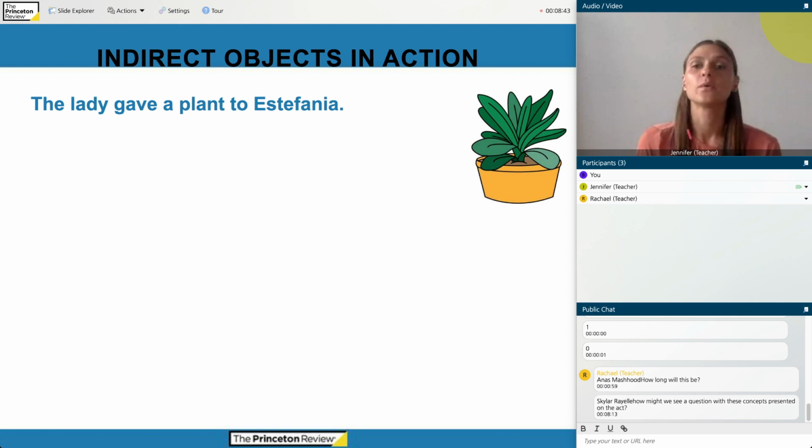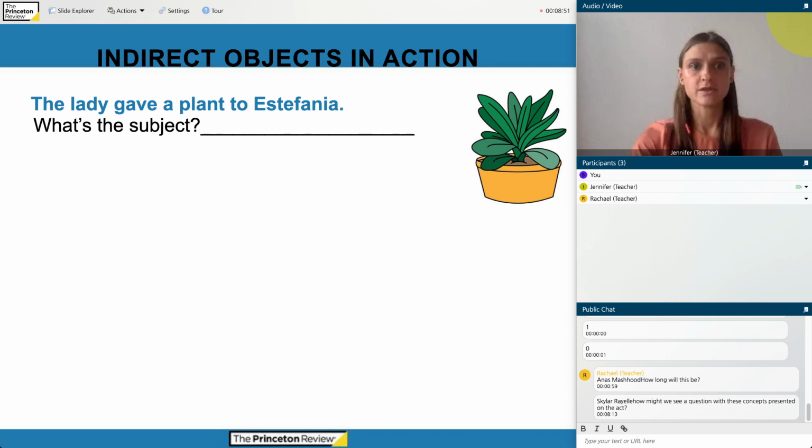Okay, so another example of an indirect object. The lady gave a plant to Estefania. Okay, so we start with doing the same thing here. We want to ask ourselves, what's the subject? What did the action? In this case, the lady. So let me go ahead and type here, lady.